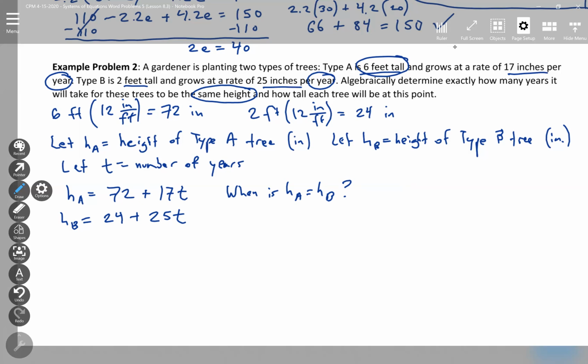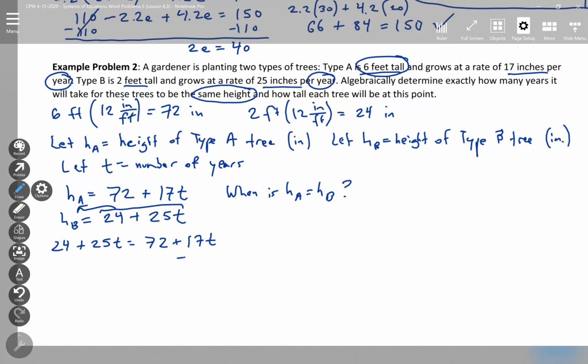Since we know that HA is equal to HB when the trees are the same height, what I'm going to do is plug in this expression for HB. I'm going to plug that in for HA in that first equation. So we have 24 plus 25t is equal to 72 plus 17t. And now I just have an equation. I just need to solve it for t.